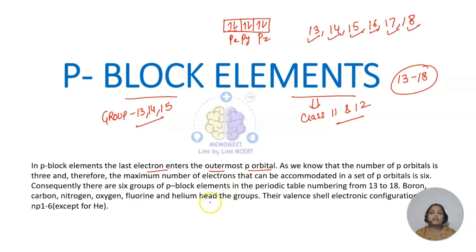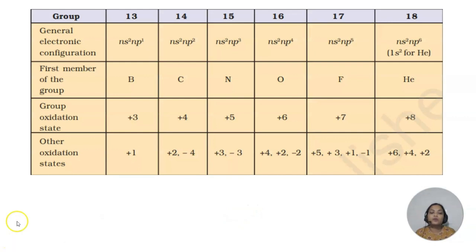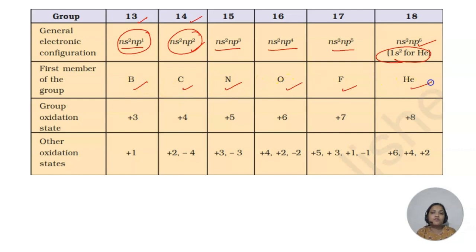Okay, the valence shell electronic configuration is ns2 np1 to 6. Okay, like np1 for group 13, np6 for group 18, except for helium. You know it's an exception. All right. So we will be starting with our group 13 elements. Before that, you see here that we have written the general electronic configurations like ns2 np1 for group 13, ns2 np2 for group 14, ns2 np3, np4, 5 and 6, and exception 1s2 for helium. Alright, first member of the groups are given: boron, carbon, nitrogen, oxygen, fluorine, neon.